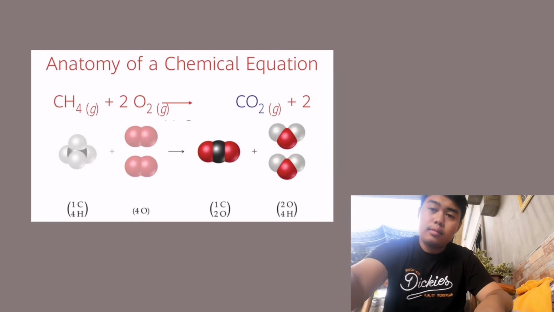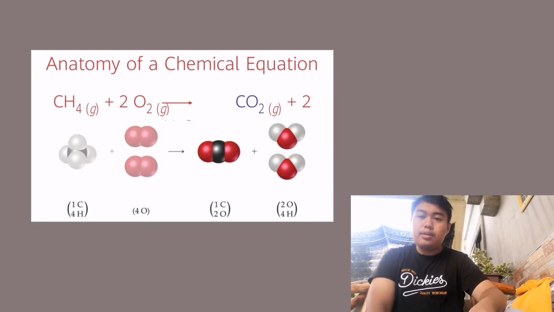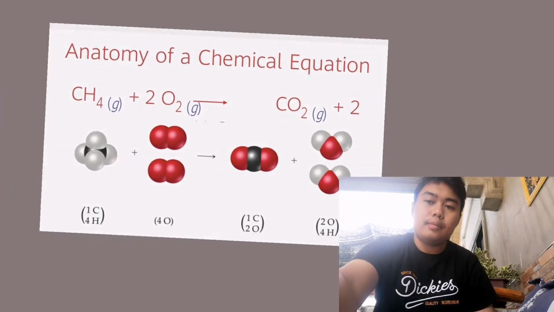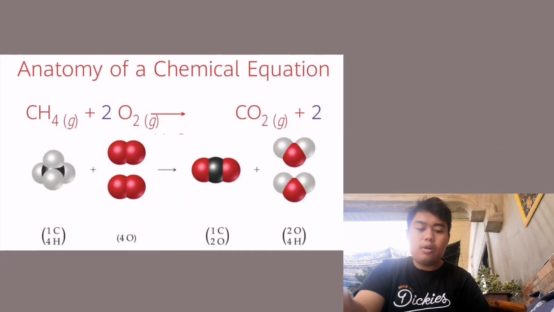Reactants appear on the left side of the equation. Anatomy of a chemical equation. The states of reactants and products are written in parentheses to the right of each compound. Coefficients are inserted to balance the equation.